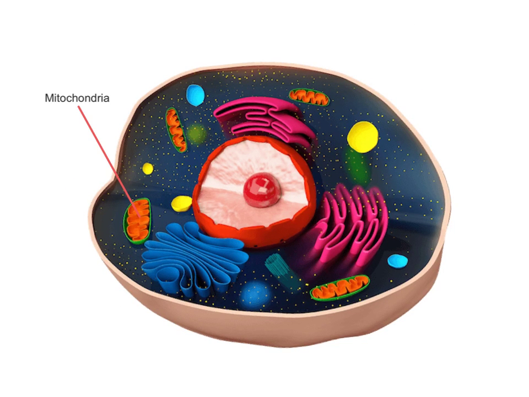This structure is the mitochondria. The mitochondria are often called the powerhouse of the cell. This is because this structure is where glucose is turned into ATP through cellular respiration. ATP is what provides energy for the cell.